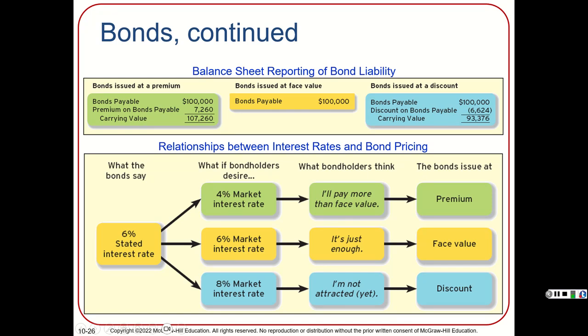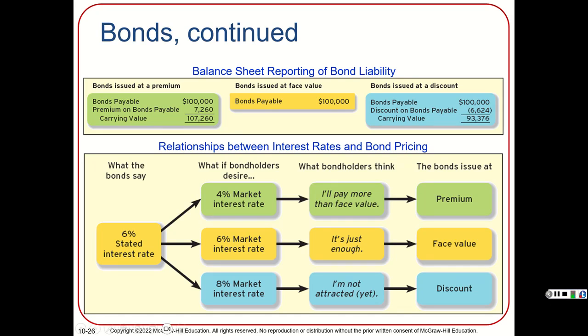So a bond issuance can only be one of these three scenarios. Now the percentages could be up or down, the stated rates could be different. You know, those numbers can change. But for the examples here, only one scenario occurs when the bonds are issued, not all three. So keep that in mind.